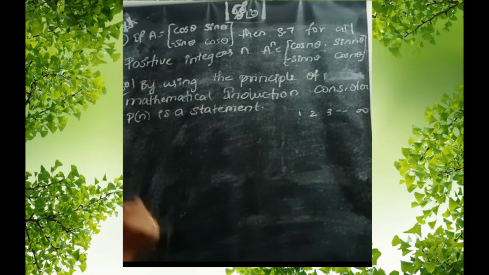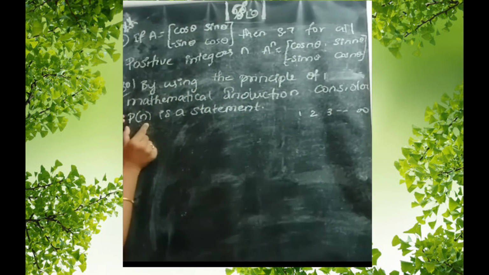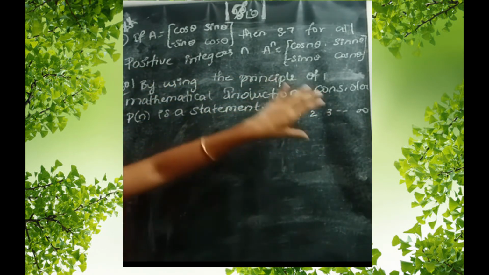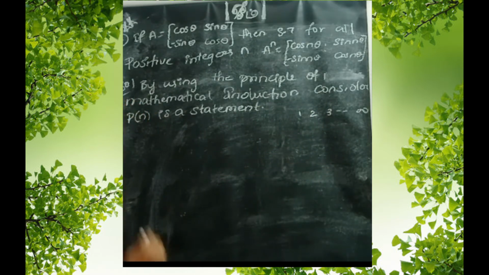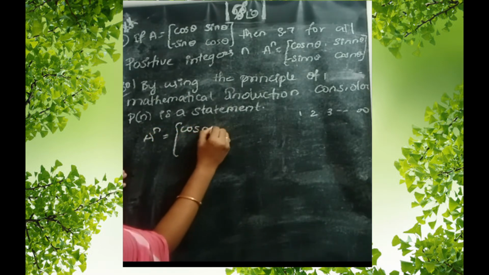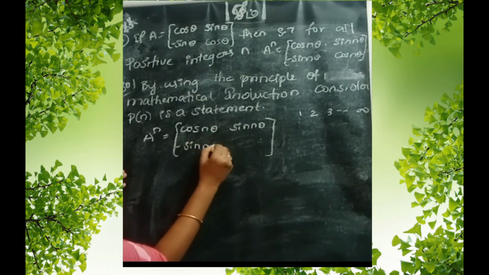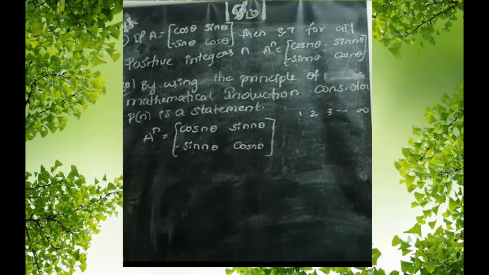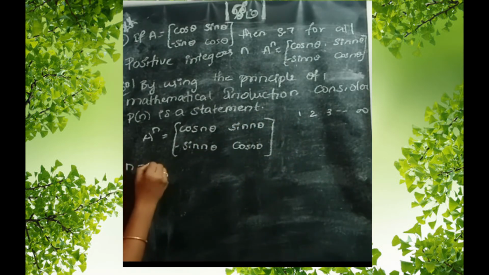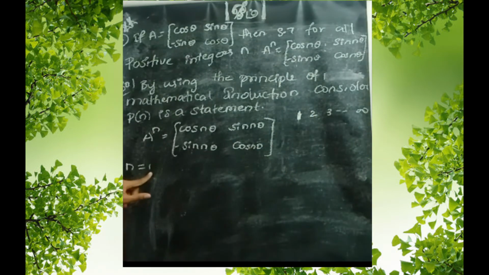Okay, just now you remember, by using the principle of mathematical induction, consider P of n. P of n is a statement over all the integers. Now what have they given? A power n equals cos n theta, sin n theta, minus sin n theta, cos n theta. First, what is our first positive integer? 1. So substitute n equals 1. Okay, this is the first positive integer.